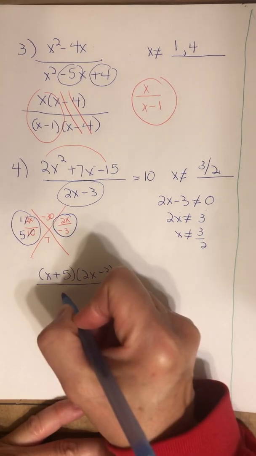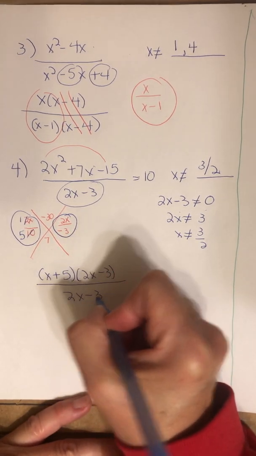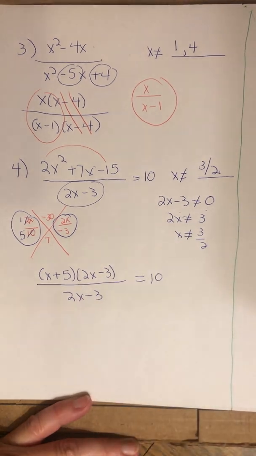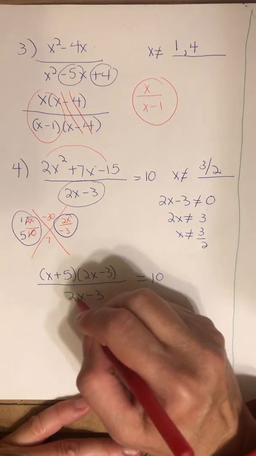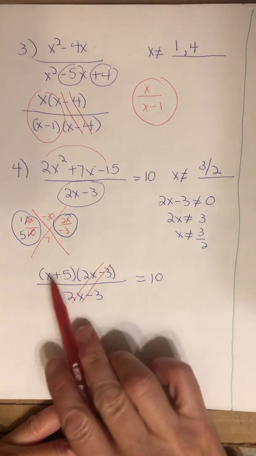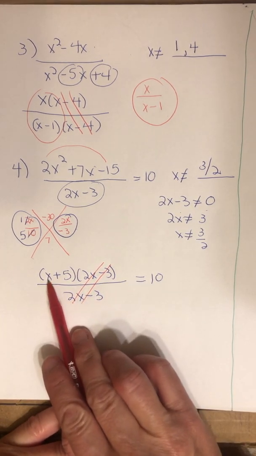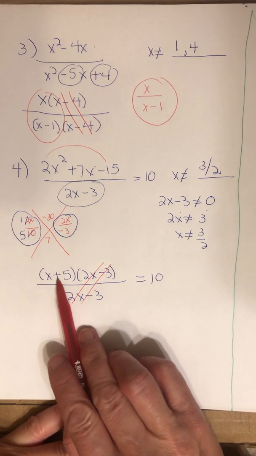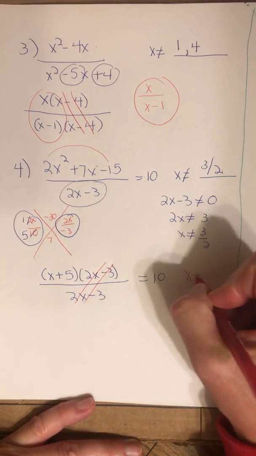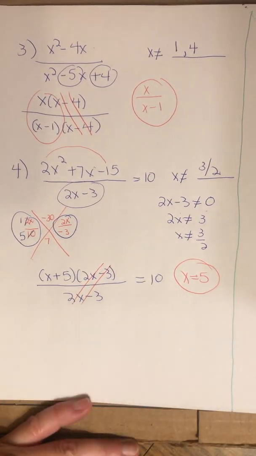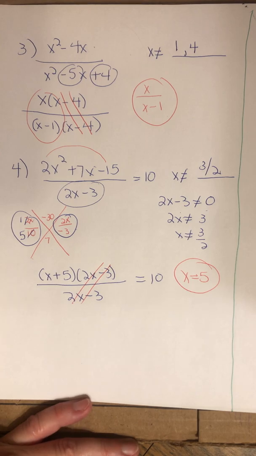The denominator is 2x minus 3 equals 10. Notice 2x minus 3 cancels out. We're left with x plus 5 equals 10, and you can see that x must be 5, because 5 plus 5 is 10. So our solution is x equals 5.